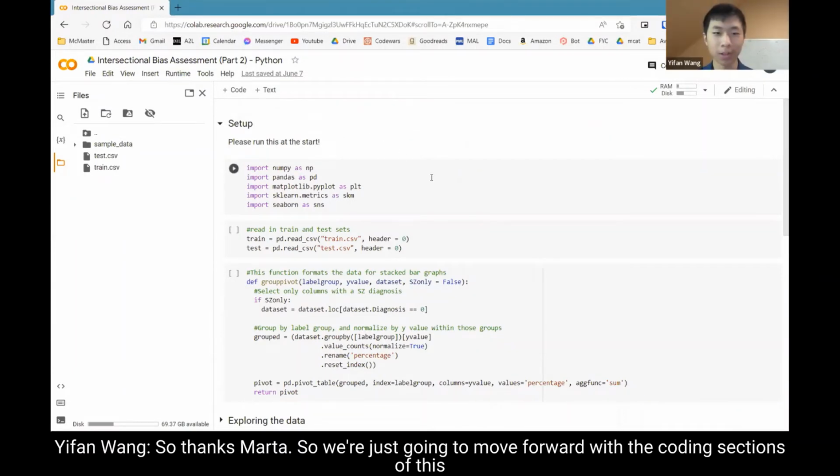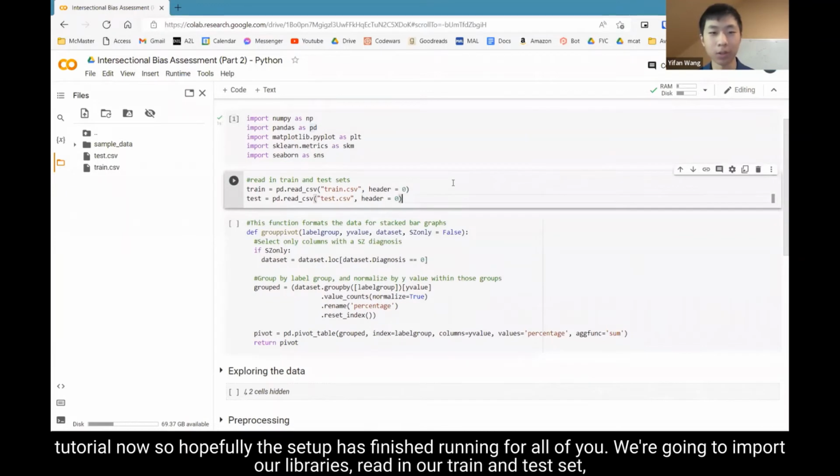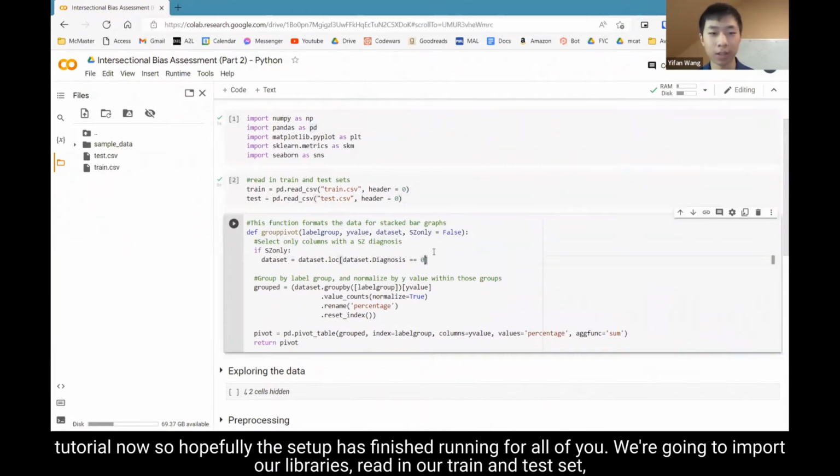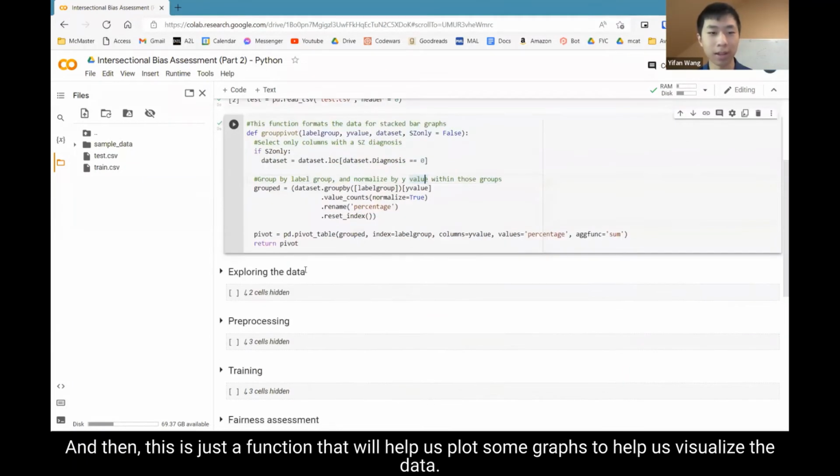Okay, so thanks, Marta. We're just going to move forward with the coding section of this tutorial now. Hopefully the setup has finished running for all of you. We're going to import our libraries, read in our train and test sets, and then this is just a function that will help us plot some graphs to help us visualize the data.